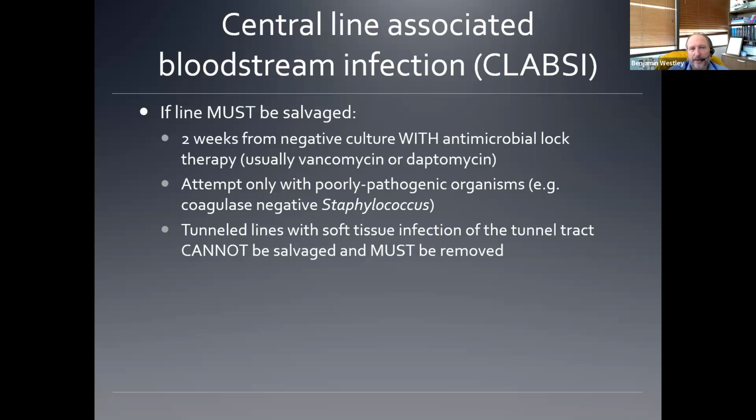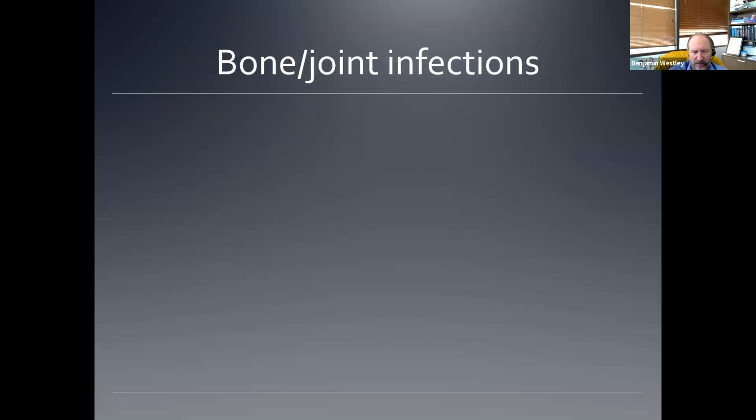especially with yeast. And then if there's a tunneled line or a port and there's cellulitis and induration and redness along the tunnel, or there's cellulitis and induration over the pocket of the port, oftentimes there's pus in there as well. They just really cannot be salvaged, and the guidance is clear in the guidelines for line infections that they should be removed.